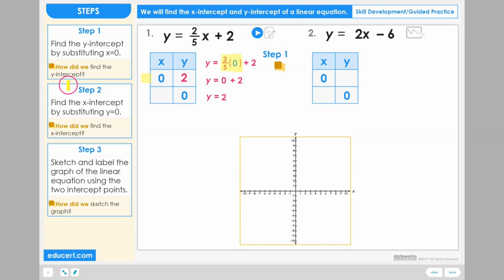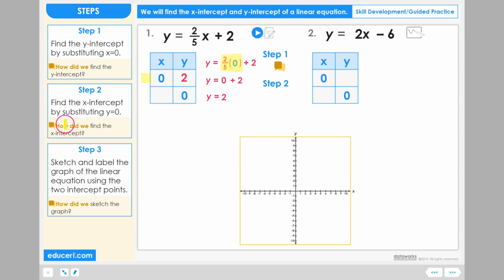How did we find the y-intercept? A y-intercept always has x equals 0. So to find the y-intercept value, we just needed to know what y equals when x equals 0. We now have the ordered pair 0, positive 2 for the y-intercept.